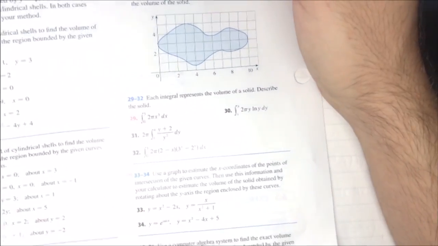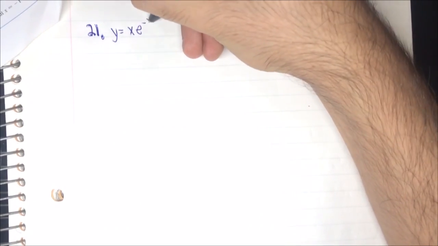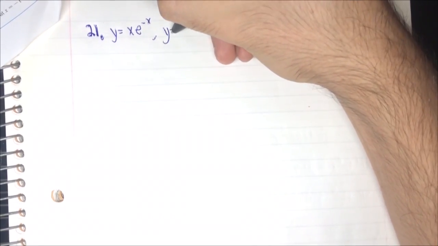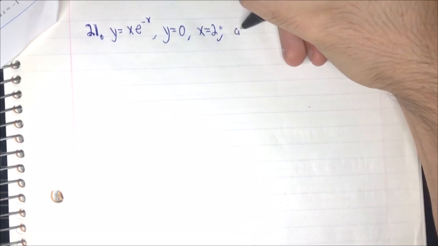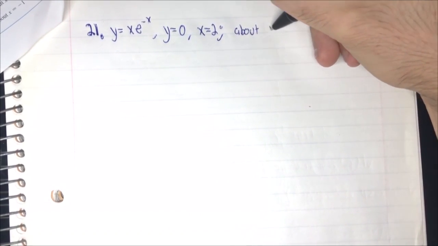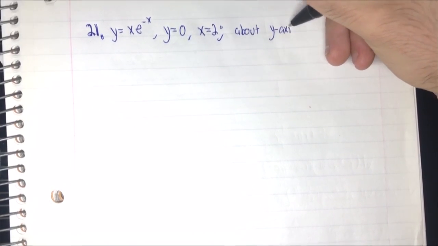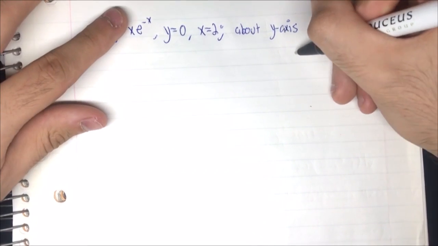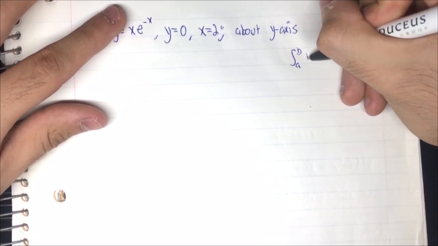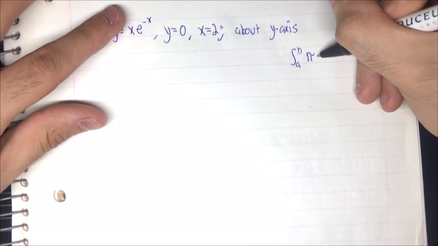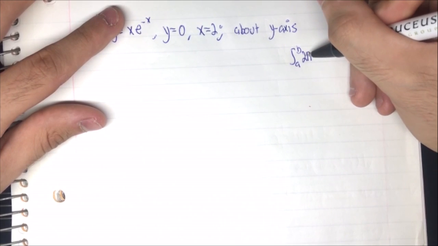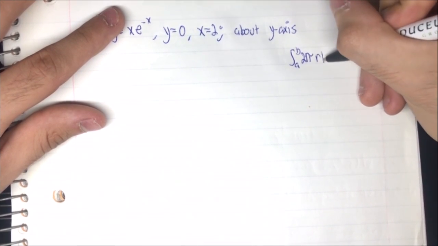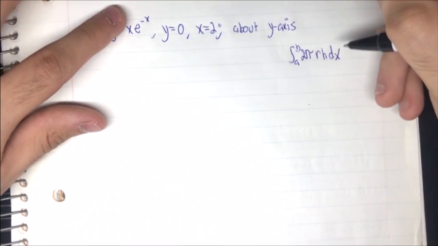Cool. So for 21, what they gave us was y is equal to x e to the negative x, y is equal to 0, x is equal to 2, about the y-axis. And we're going to be using this same formula again. 2 pi, whoops, I keep thinking pi r squared. That was the other section. All right, 2 pi r, radius, height, dx.